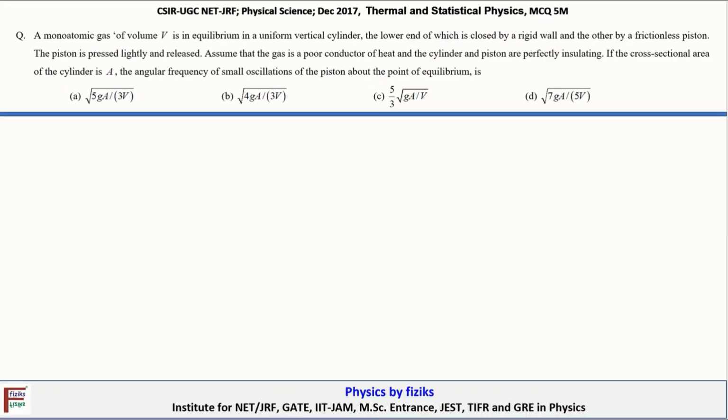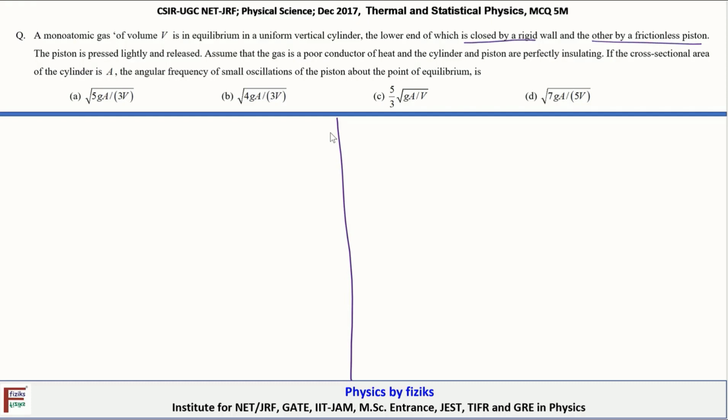So the last problem in this video is from thermodynamics. The statement is: a monatomic gas of volume V is in equilibrium in a uniform vertical cylinder, the lower end of which is closed by a rigid wall and the other by a frictionless piston.